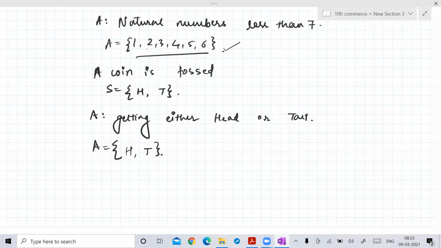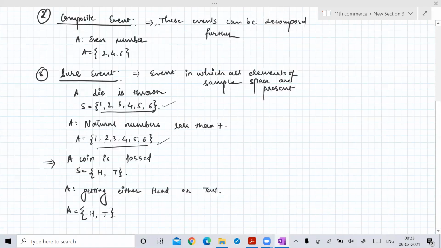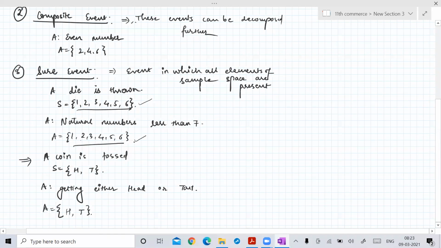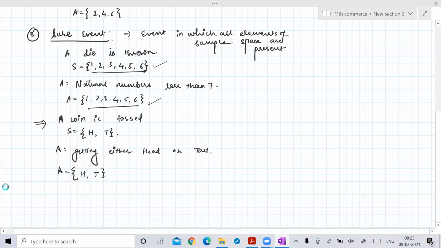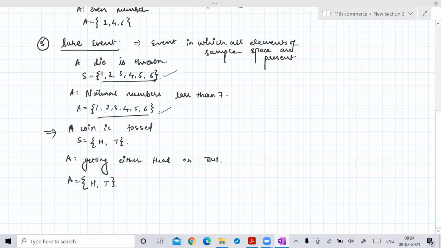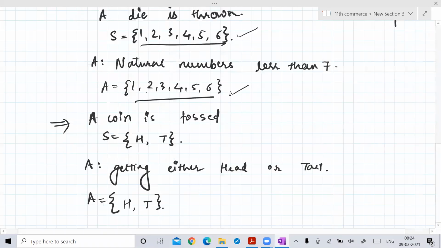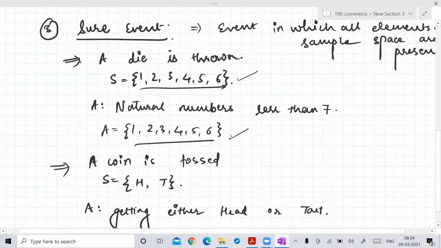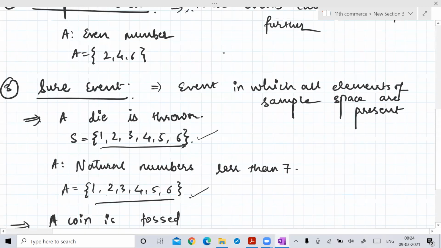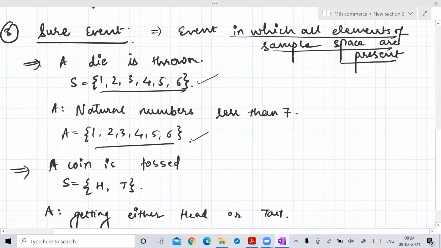So can I say this is also a sure event? Yes, it is also a sure event. Why is this a sure event? Because whatever is in the sample space is completely visible in the event. So it is a sure event. An event in which all the elements of the sample space are present is called a sure event.